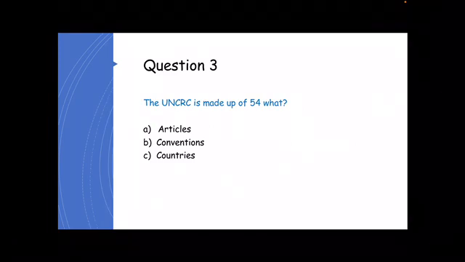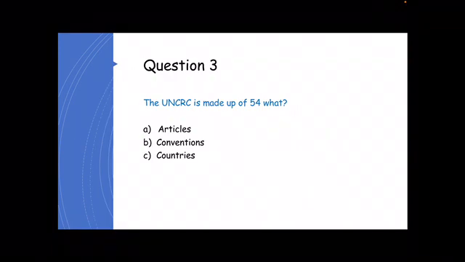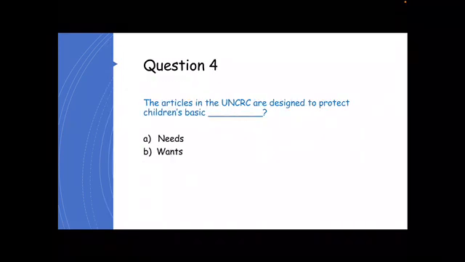Question 3. The UNCRC is made up of 54 what? Is it A, 54 articles, B, 54 conventions, or C, 54 countries? Question 4. The articles in the UNCRC are designed to protect children's basic, is it needs or wants? Have a think about which one that would be.